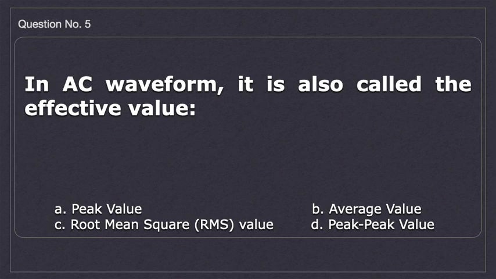Question number 5. In AC waveform, it is also called the effective value. A. Peak value, B. Average value, C. Root mean square, RMS value, D. Peak value. Answer, C. Root mean square, RMS value.